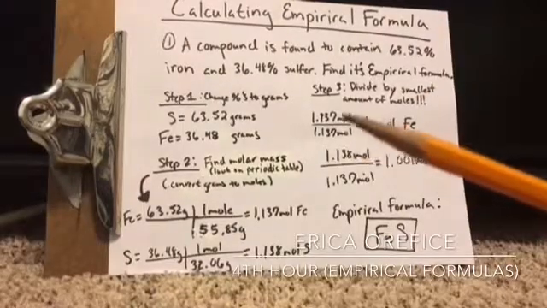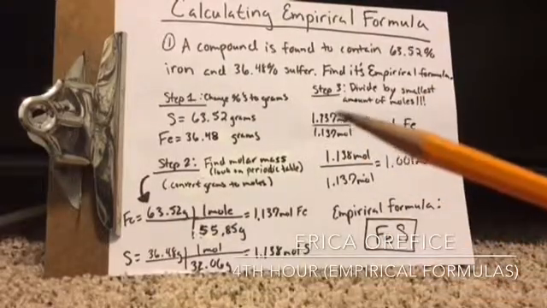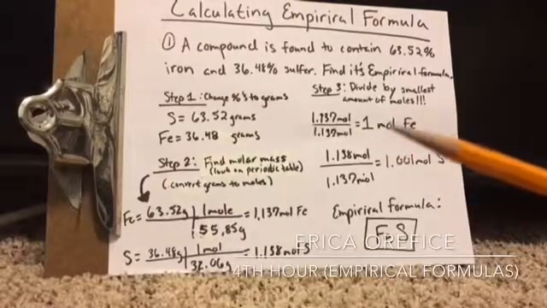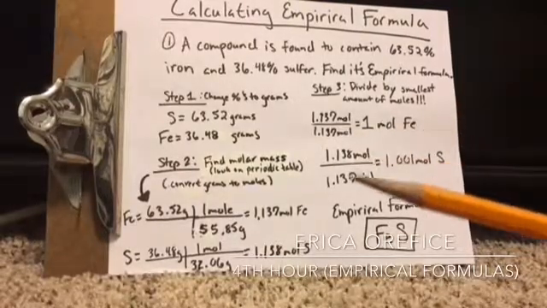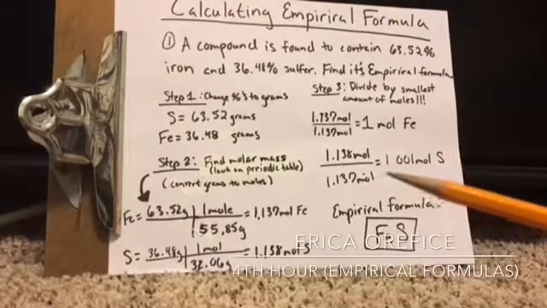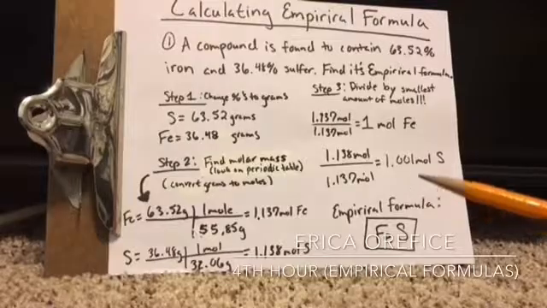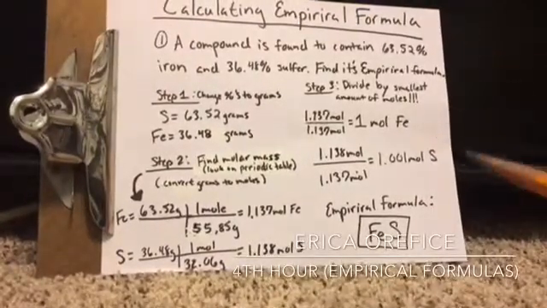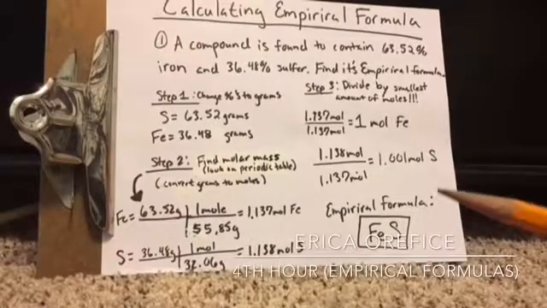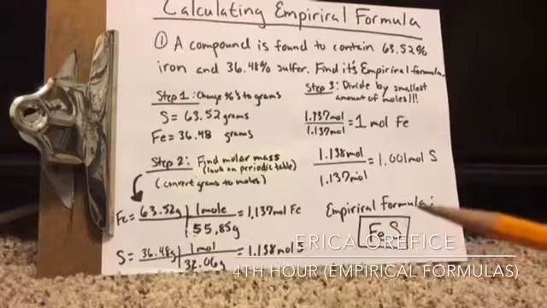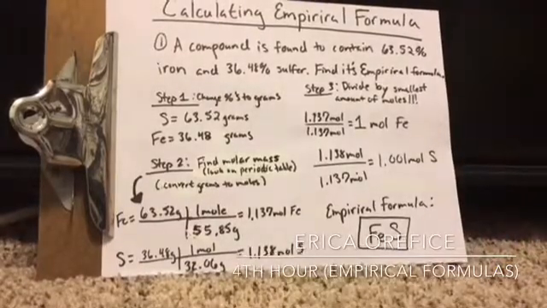So you take the amount of moles iron has divided by the same amount, which equals 1 mole of iron. Then you take sulfur divided by the moles of iron, which leaves you with 1.001 moles of sulfur. So that leaves you with 1 iron and 1 sulfur. You put those together and you get FeS. That's your empirical formula.